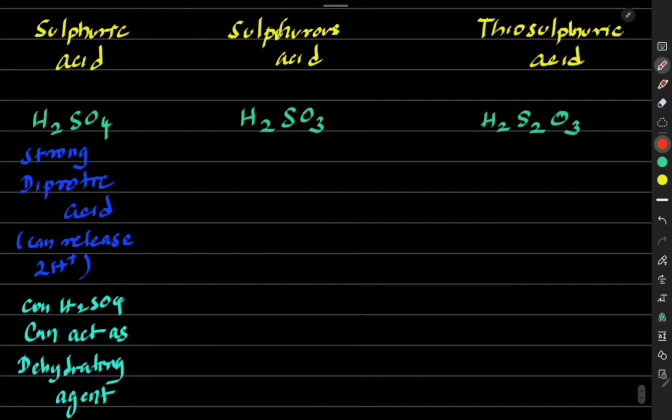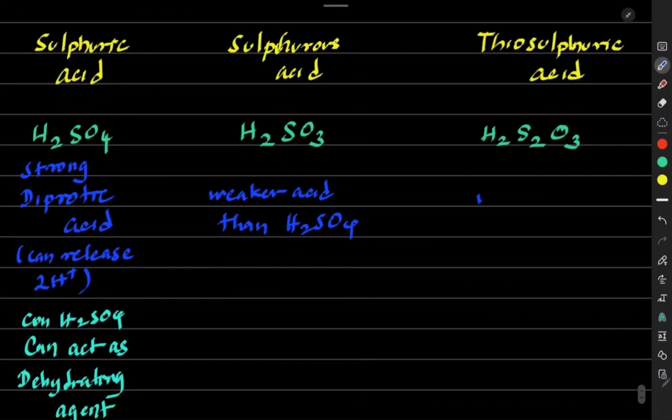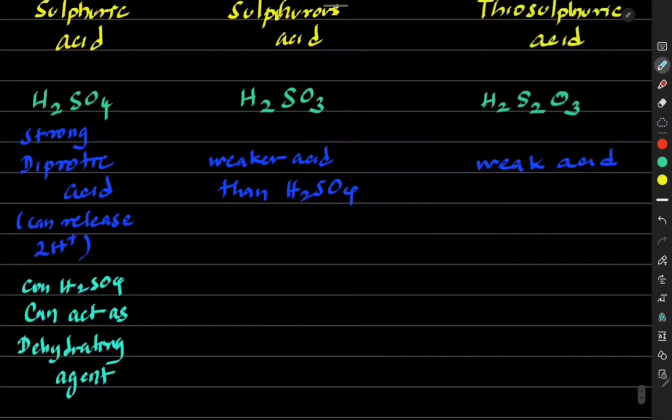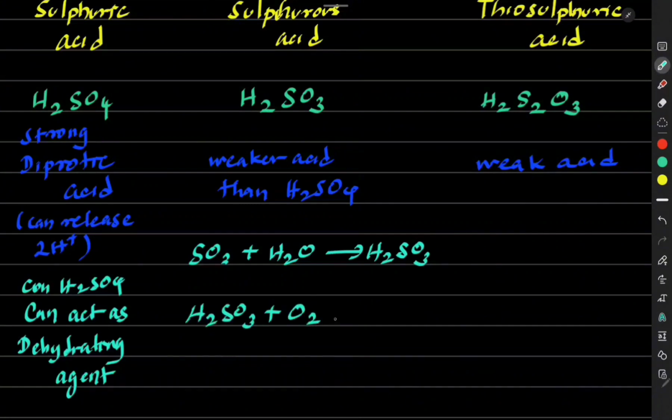Sulfurous acid is a weaker acid than H2SO4. It is weaker than H2SO4. This is a weak acid. Now let's look at the reactions of H2SO3. How can we produce H2SO3? By reacting SO2 with H2O, they will form H2SO3, and this H2SO3, by reacting with oxygen, can form H2SO4.